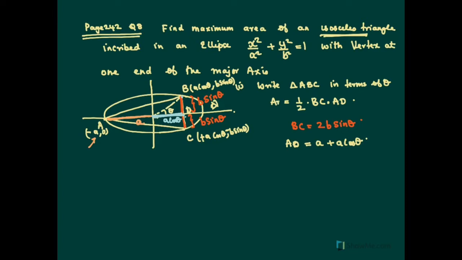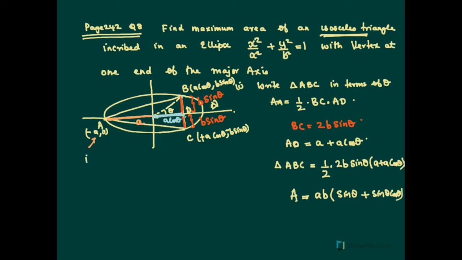Okay, so the area of triangle ABC will be half into 2b sin theta, that is the base, into a plus a cos theta. Now you take a common out and cancel the 2 and 2. So you get the area of the triangle will be ab bracket sin theta plus sin theta times cos theta.